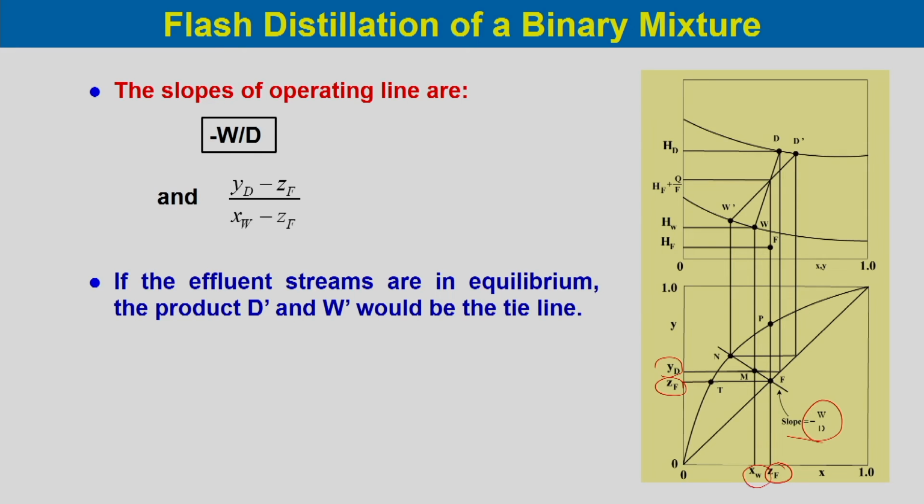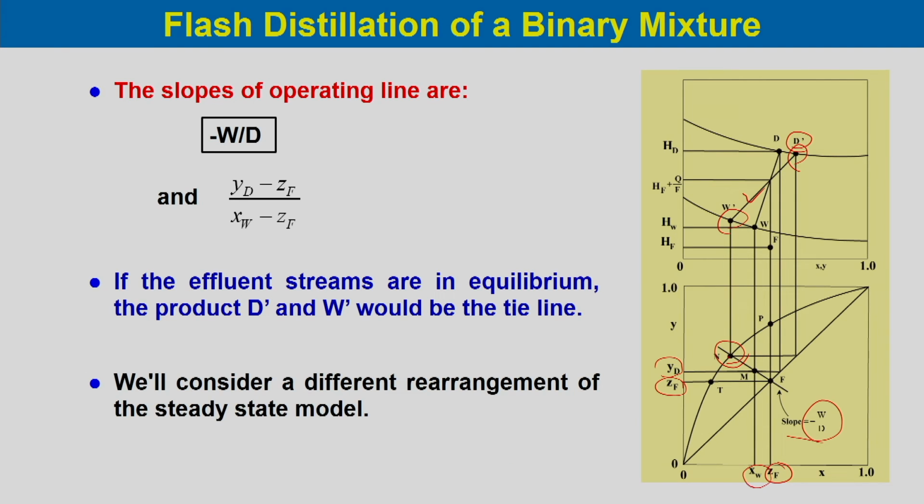If the effluent streams, the products D dash and W dash shown over here, are in equilibrium, you can see that you come down from this point to the curve. This is the intersection point with the slope minus W by D. It intersects the equilibrium line at this point. So, if the products are in equilibrium, you will obtain D dash and W dash. This represents the tie line.